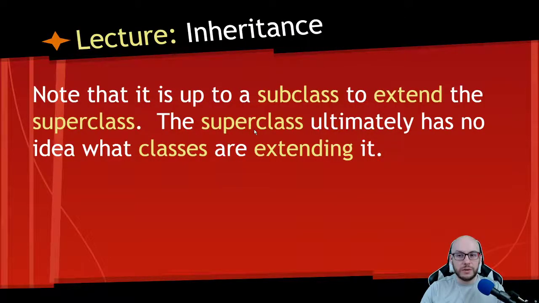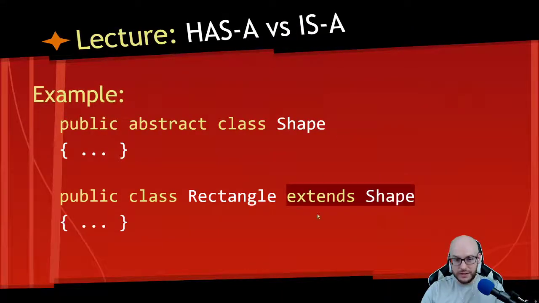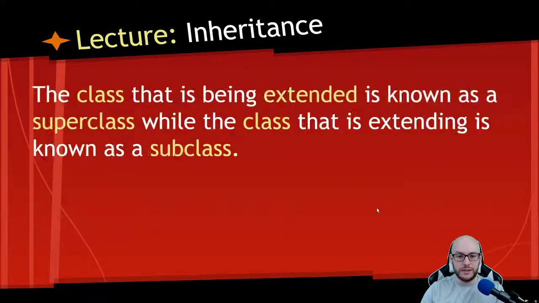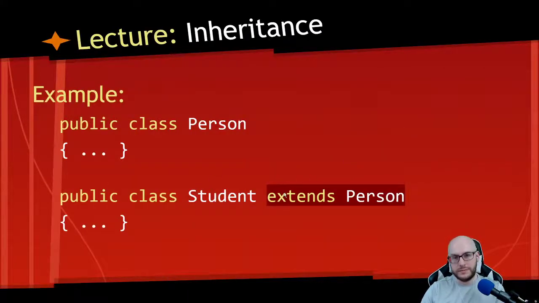Note that it is up to the subclass to do the extending. The superclass ultimately has no idea what classes are extending it, right? Visually, we're talking about this. This arrow kind of shows it, right? Student is the one doing the extending. And if we go back, think about how it manifests in code, right? It's up to the subclass to actually do the extending. Shape has no reference to rectangle, right? Person has no reference to student. It's up to the subclass to do the extending. The arrow helps convey that.